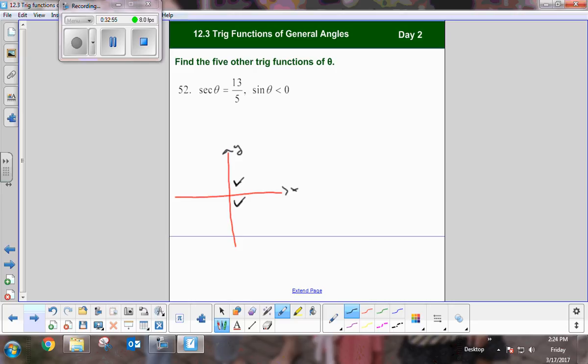Okay? Now I'm going to look at the second condition, and I'll put red checks for the second condition. Okay, where is the sine less than 0? Another way of saying that is where is the sine negative?